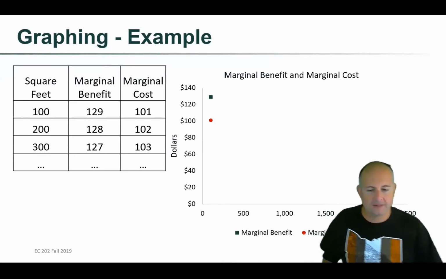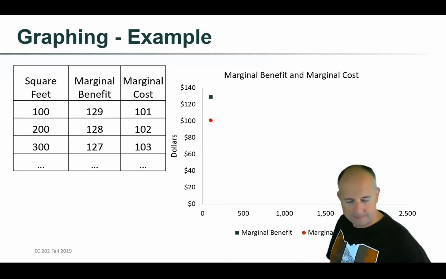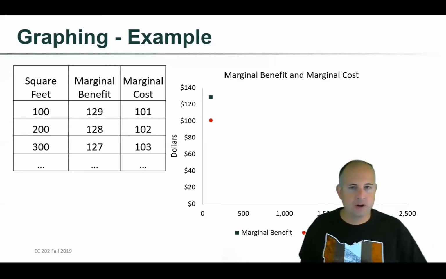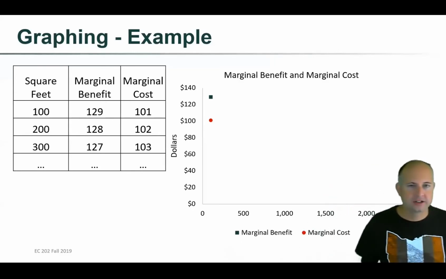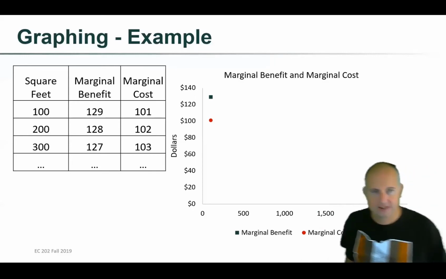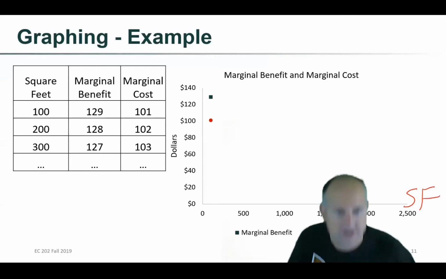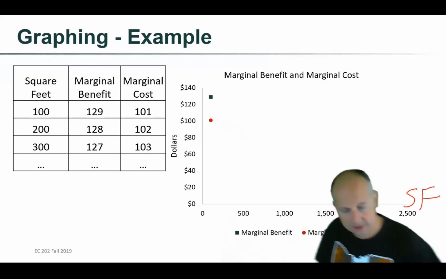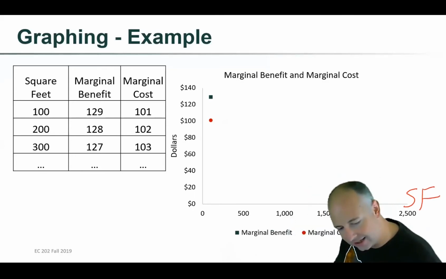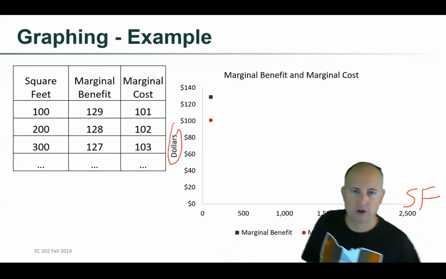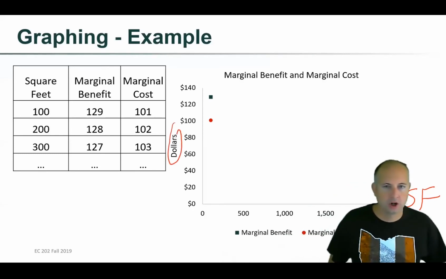All right, let's first get our axes in order. Especially now that we're first starting to do graphs, we want to make sure that we're focused on this. The bottom is our square footage. So down here we have square feet, from 0 up to 2,500. The y-axis is dollars. So that could be dollars of marginal benefit or dollars of marginal cost.